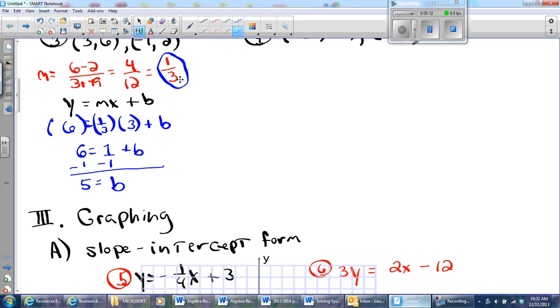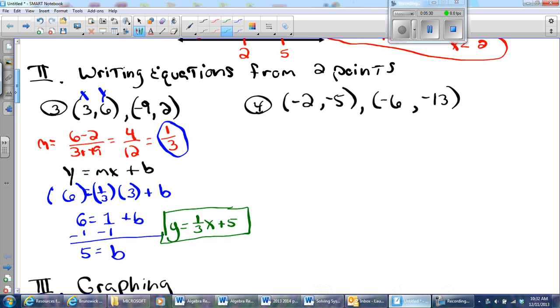Now that I have my slope and my y-intercept, I can write my equation. My equation will be y equals the slope times x plus or minus the y-intercept. In this case, the y-intercept is 5, so it's plus 5. If it had been minus 7, I would put negative 7 there. All right, let's try one more of those. Again, first step, I find my slope. So I'm going to do negative 5 minus negative 13.